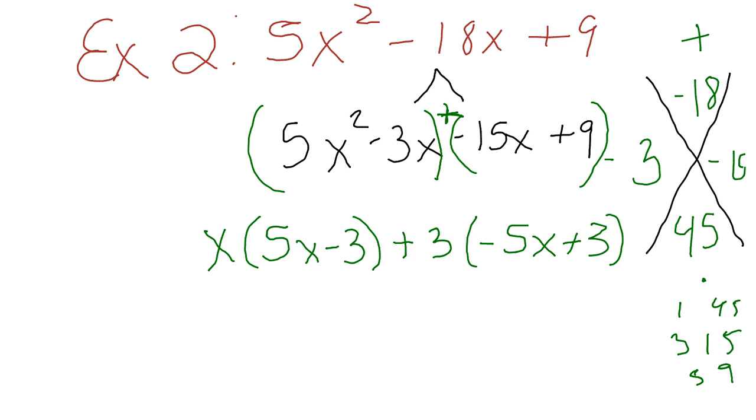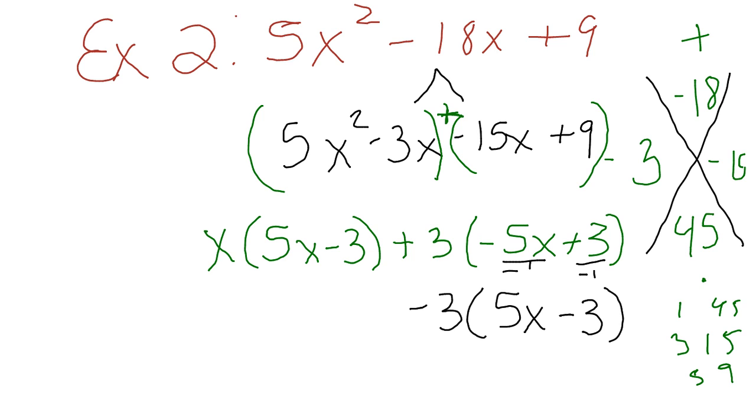Something just happened here. Looking at this, I have 5x minus 3, but then a negative 5x plus 3. These have to be the same in order for the grouping method to work. So looking at this, 5x minus 3, and this is negative 5x plus 3. I guess I can take out a negative, and let's see what that does. So I'm going to divide this by a negative 1, which means this is going to become a negative 3 here. So that leaves me with 5x minus 3 inside if I divide out a negative 1.